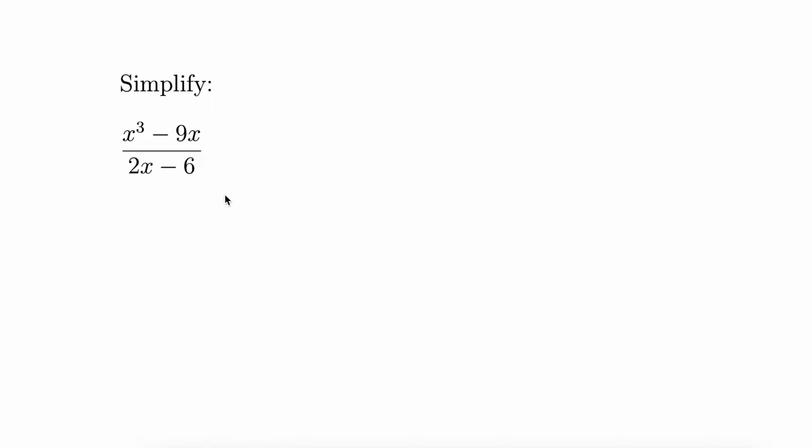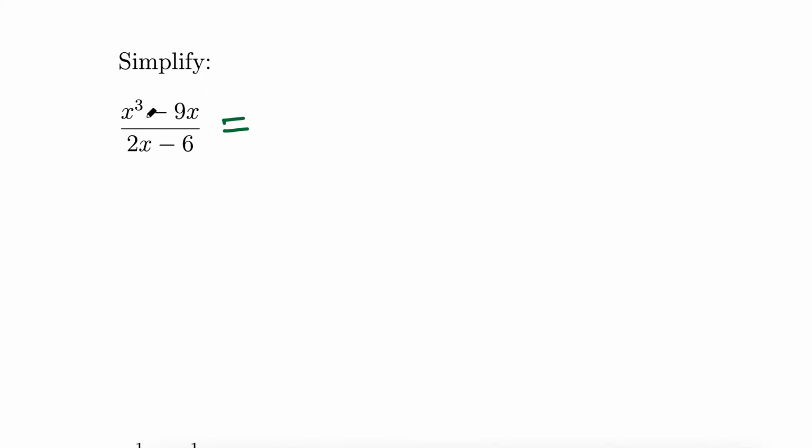So we got a rational function, polynomial on the top, polynomial on the bottom. Simplify means cross out common factors. So on the top we got x cubed minus 9x. Let's factor. Okay, so this one, x cubed minus 9x, has two terms, so we can factor x out. That leaves x squared minus 9.